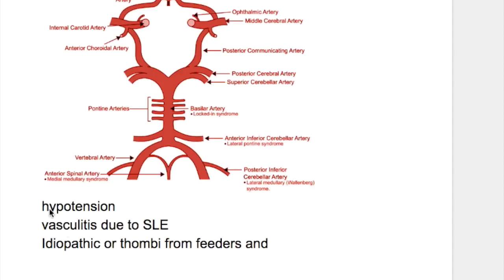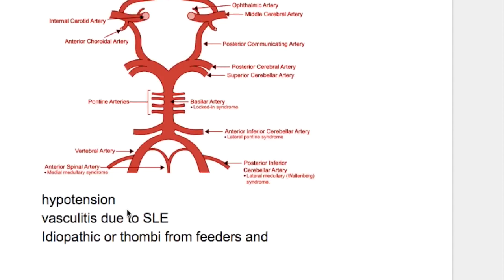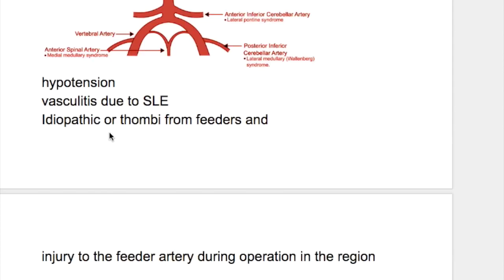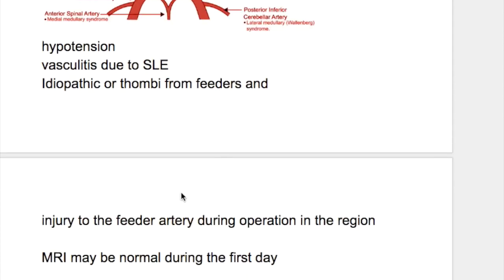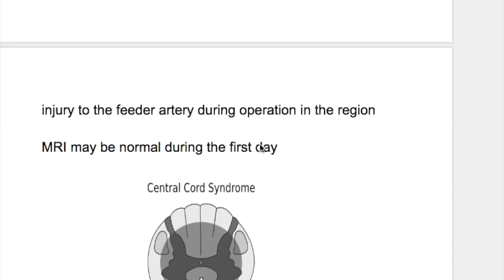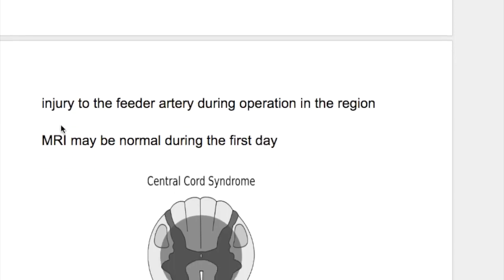It may also be caused by severe systemic hypotension or vasculitis due to SLE, or it may occur due to thrombi from feeder arteries and injury to the feeder arteries during operation or surgery in that region. MRI usually diagnoses anterior spinal artery syndrome, but it may be normal during the first day.